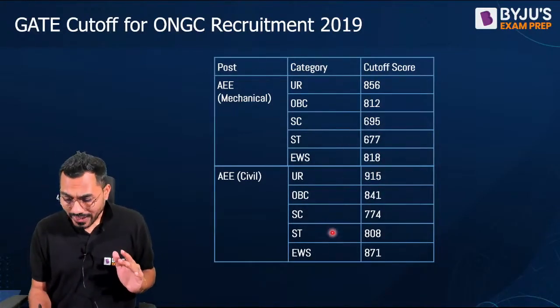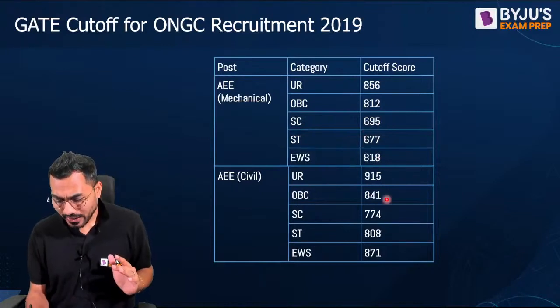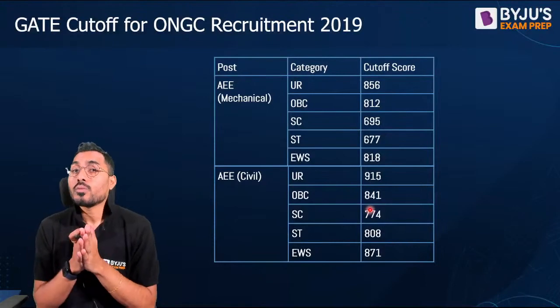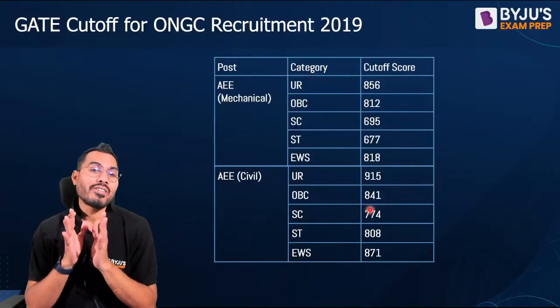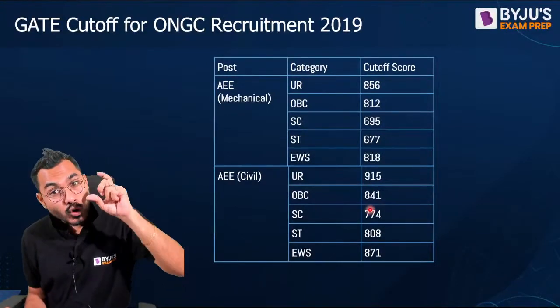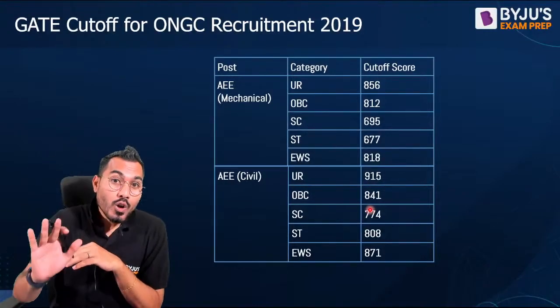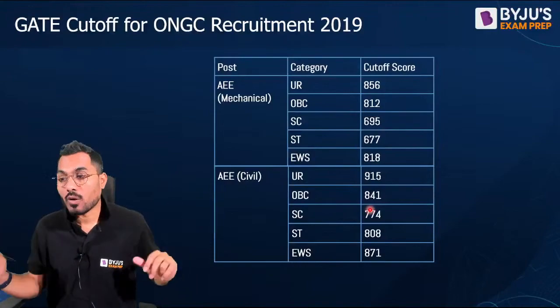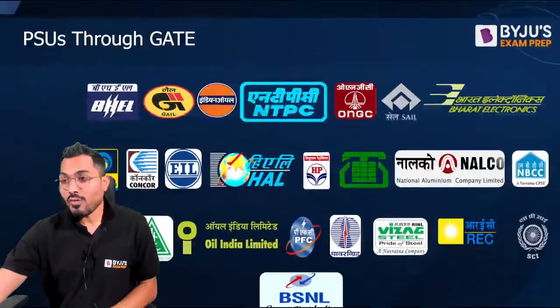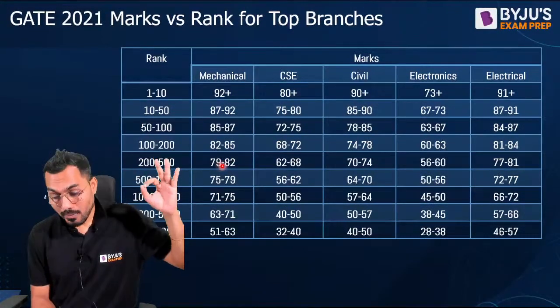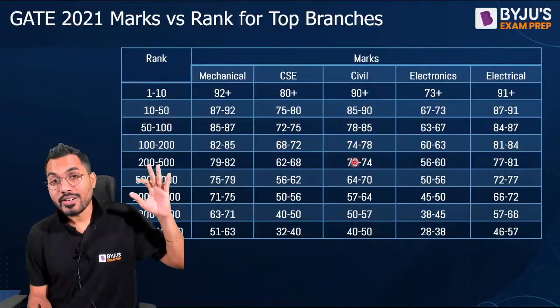And depending upon category, you can understand that for the rest of the categories the score might be less. So whenever I talk about an 856 score, it means roughly below 500 rank. Whenever we talk about good PSUs, your rank should be below 500. Below 500 rank is required. And if you go for below 500, it means for mechanical you should score at least 75 to 80 marks. For civil engineering, 70 to 75 marks.